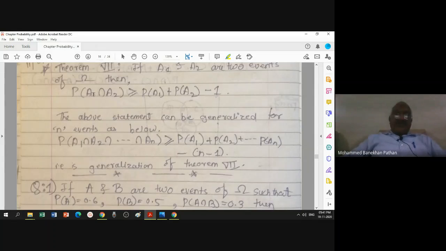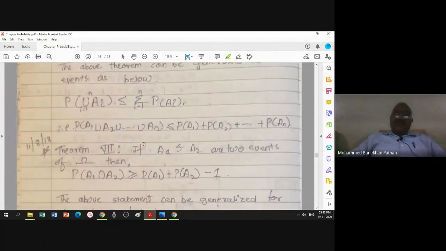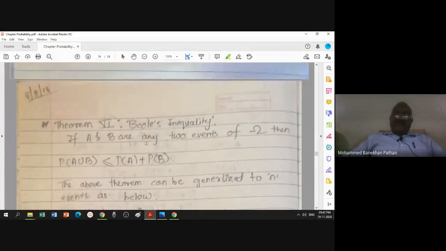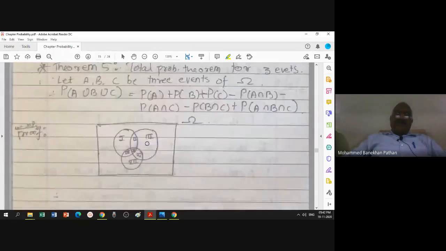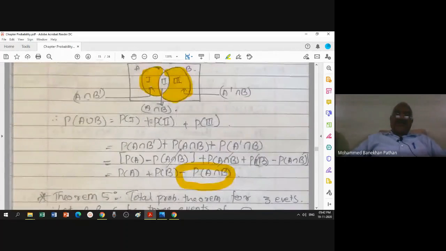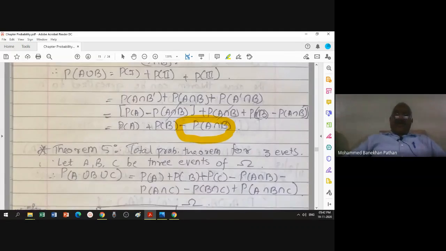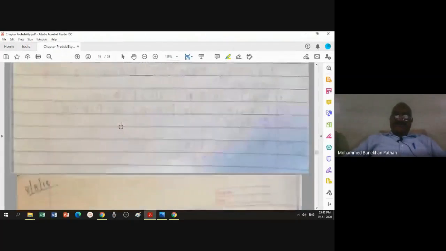If it is for two events, it is 1, that is 2 minus 1. So for the generalization to n events, this 1 will be replaced by n minus 1. So these statements you have to remember. Proofs are not much important, but this is important. The probability of the union of two events is called the total probability theorem or addition theorem on probability.